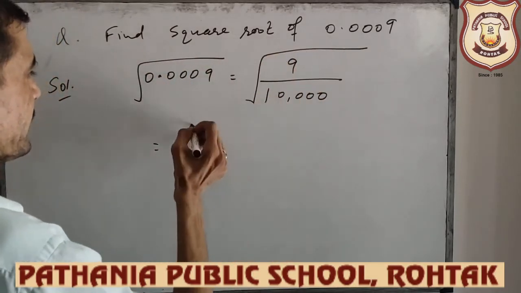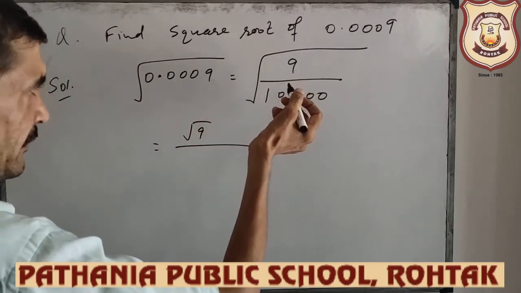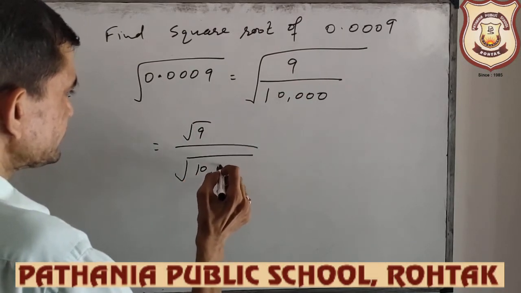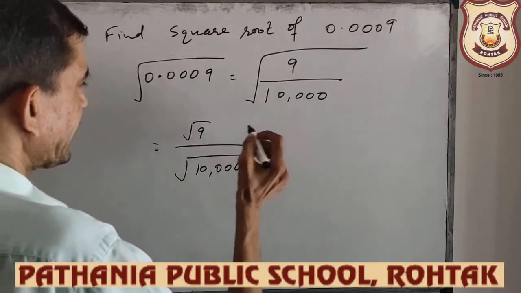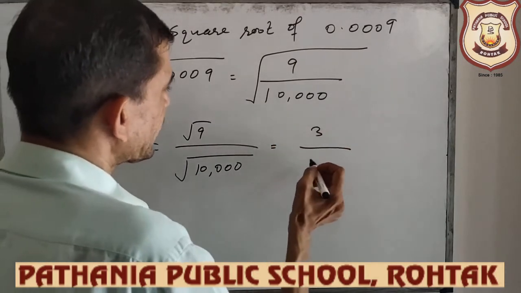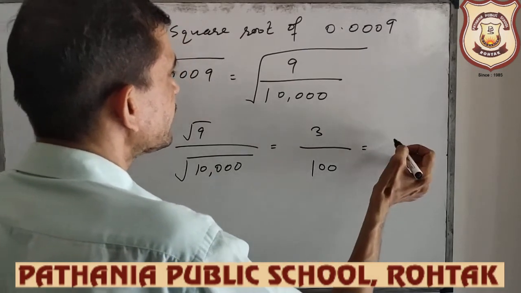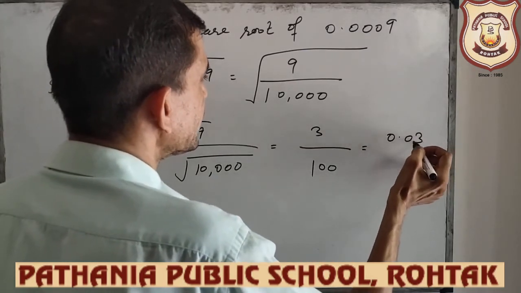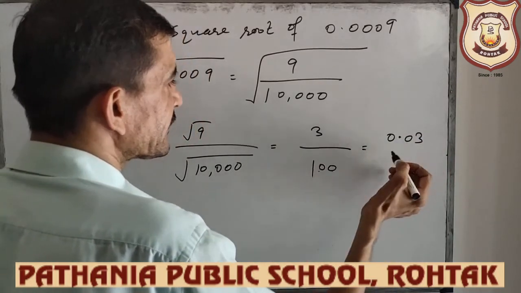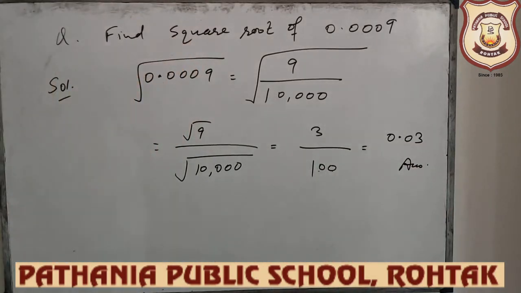Now take the square roots separately: root 9, because it is a small number, upon root 10,000. We know directly that the square root of 9 is 3 and the square root of 10,000 is 100. Again put the decimal after 2 digits: 0.03. As many zeros as there are, leave that many digits. So this is the answer. Is it clear?